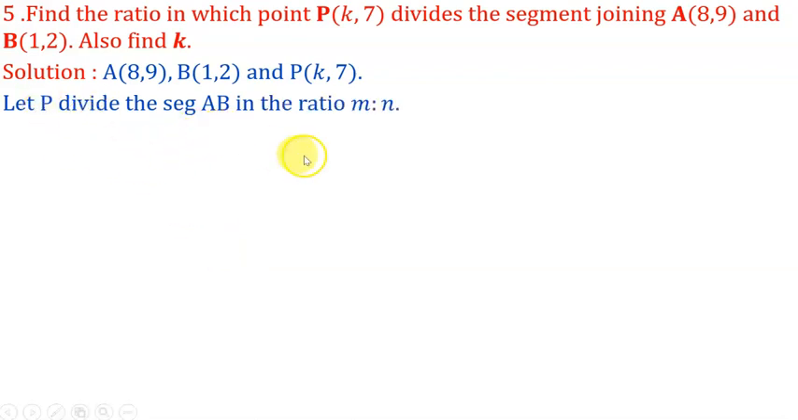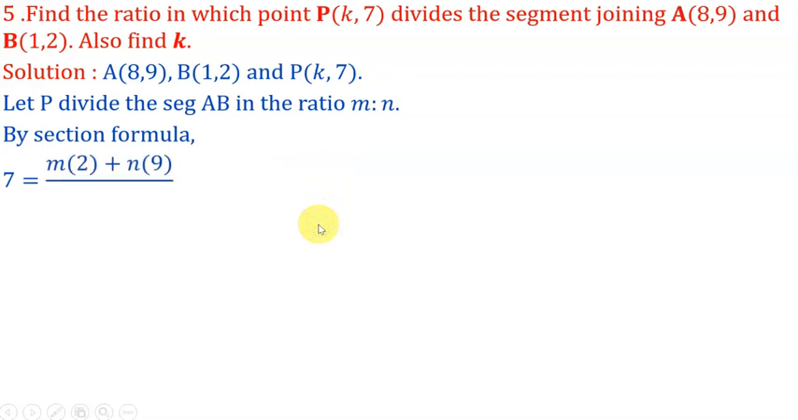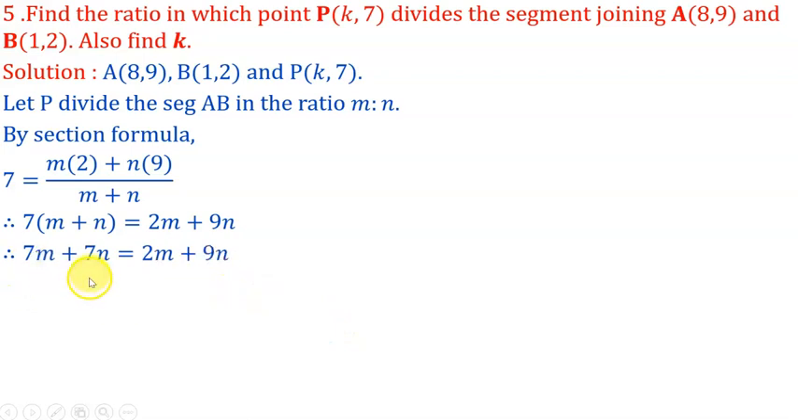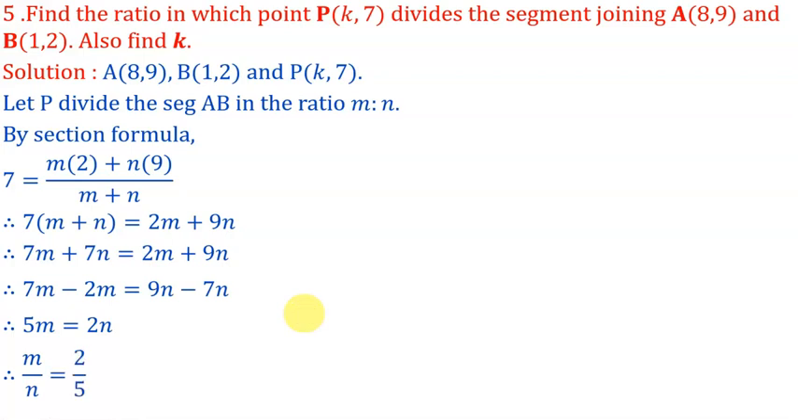Let P divide segment AB in the ratio m to n. By the section formula, 7 is equals to, we consider the y coordinate here, that is (m y2 plus n y1) upon m plus n. Therefore, 7 is equals to (m into 2 plus n into 9) upon m plus n. Here cross multiplication: 7 in bracket m plus n is equals to 2m plus 9n. And simplification: 7m plus 7n is equals to 2m plus 9n. And after simplification 7m minus 2m is equals to 9n minus 7n. 5m is equals to 2n. Therefore m upon n is equals to 2 by 5. This is the required ratio.